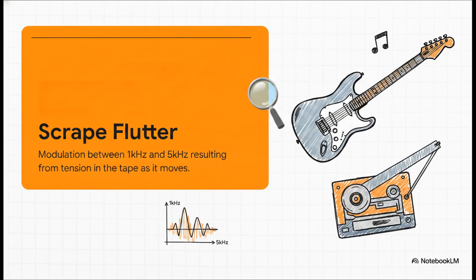We also can't forget about scrape flutter. Because the tape is held under strict tension as it moves from reel to reel, it literally vibrates back and forth as it scrapes against the metal heads. Think of it like a guitar string being plucked. This incredibly rapid modulation, happening between 1 and 5 kHz, adds a very unique, resonant, harmonic coloration to the sound. It's distinctly recognizable as that classic tape warmth.